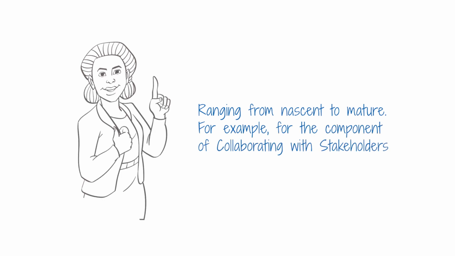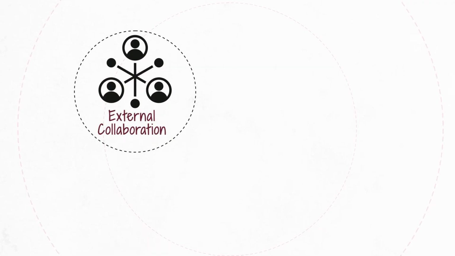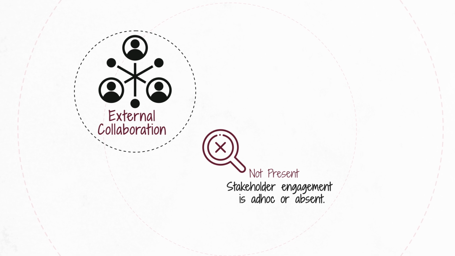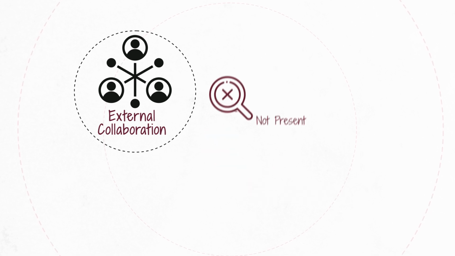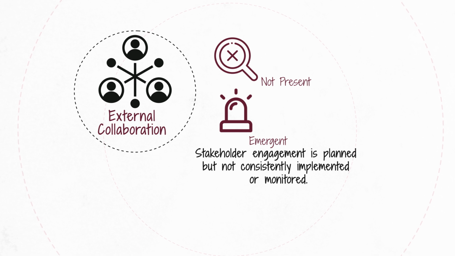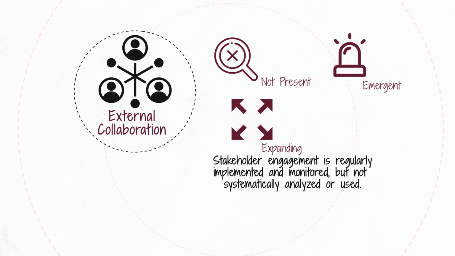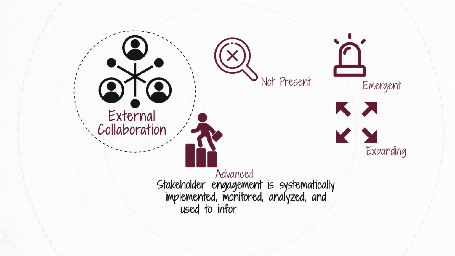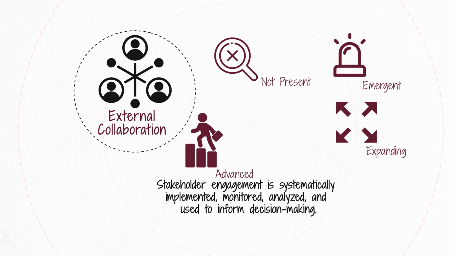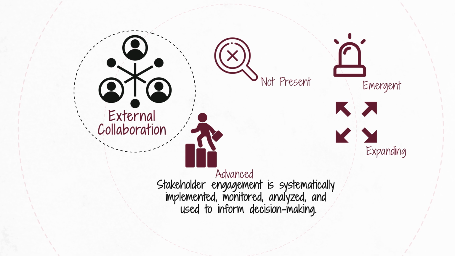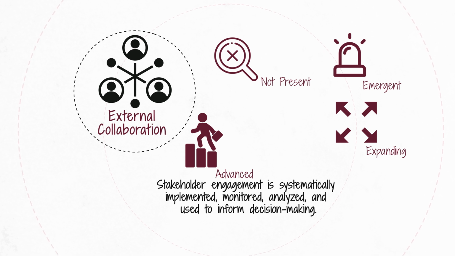For example, for the component of collaborating with stakeholders, the levels are: 1. Not present. Stakeholder engagement is ad hoc or absent. 2. Emergent. Stakeholder engagement is planned but not consistently implemented or monitored. 3. Expanding. Stakeholder management is regularly implemented and monitored but not systematically analyzed or used. 4. Advanced. Stakeholder engagement is systematically implemented, monitored, analyzed, and used to inform decision-making.